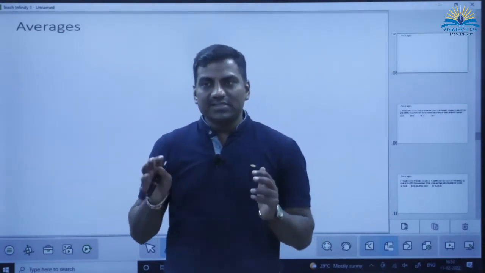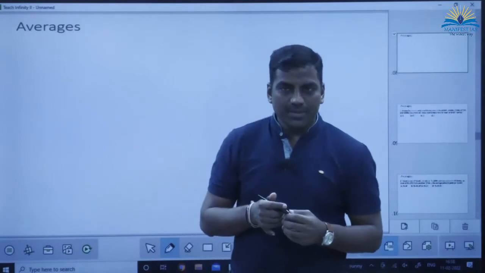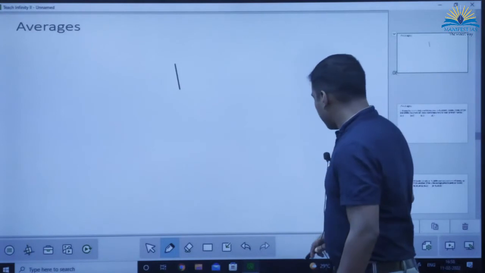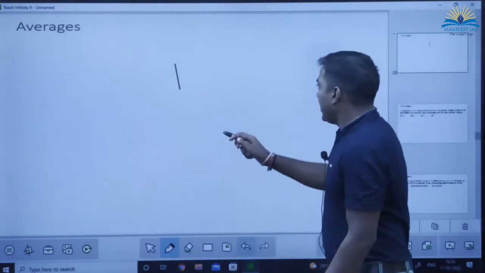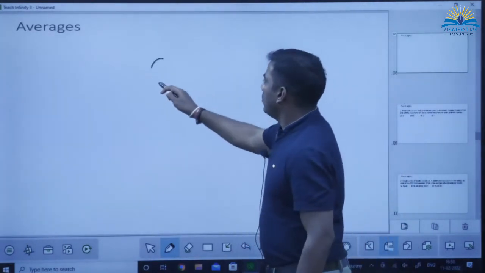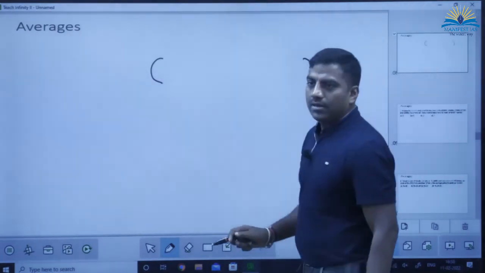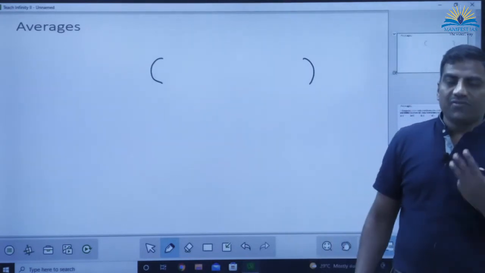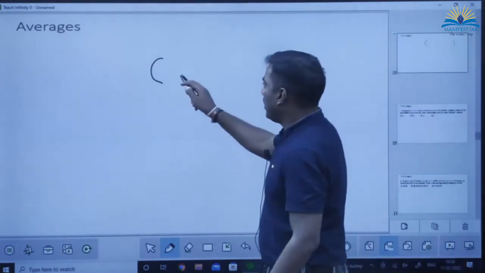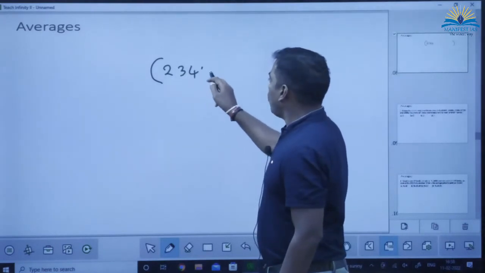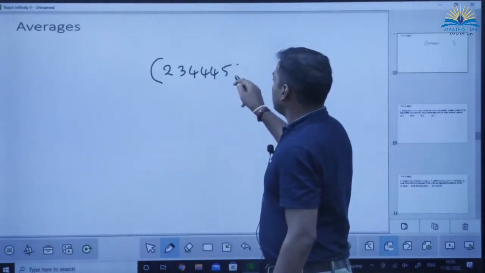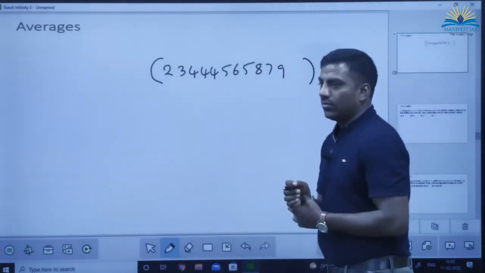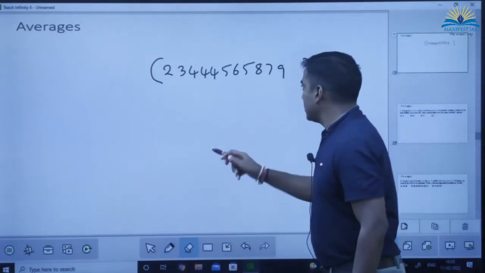But usually in set theory, when we learn sets, we take any group, and we can represent that group with 3 different facts. For example, the values are 2, 3, 4, 4, 4, 5, 6, 5, 8, 7, 9. Or I'll just change a bit.